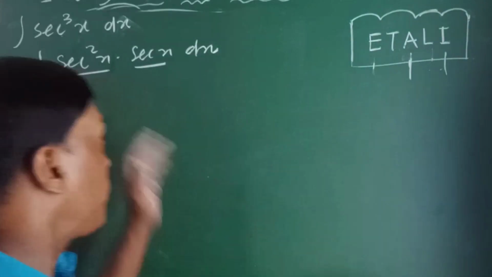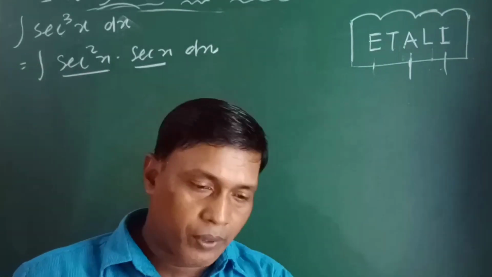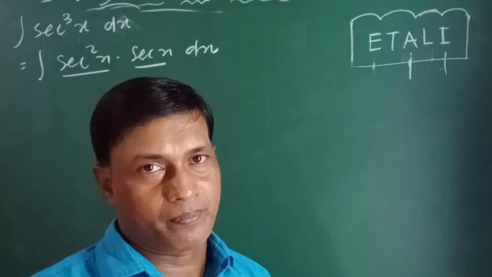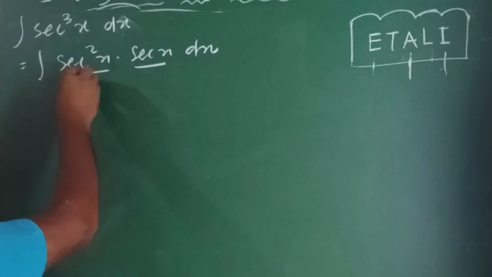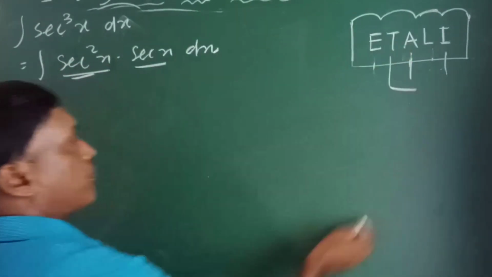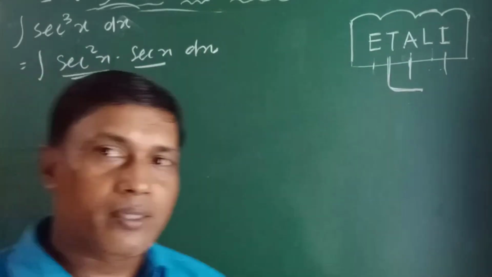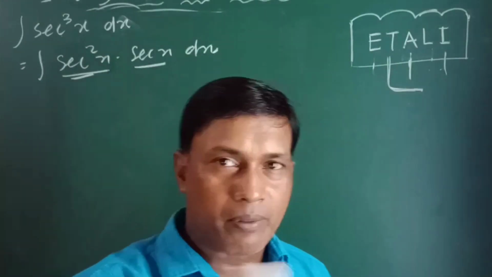So if we want to apply the by parts formula, the very important thing is which is the first function and which is the second function. So look at here, this is a trigonometric function, this is also a trigonometric function. That means the two functions are trigonometric functions. So who will be the first function?